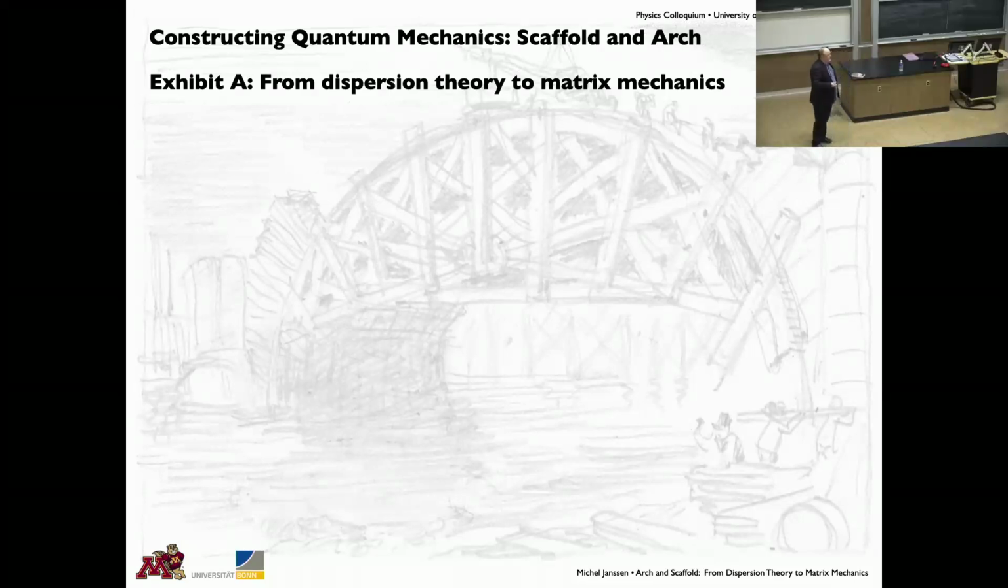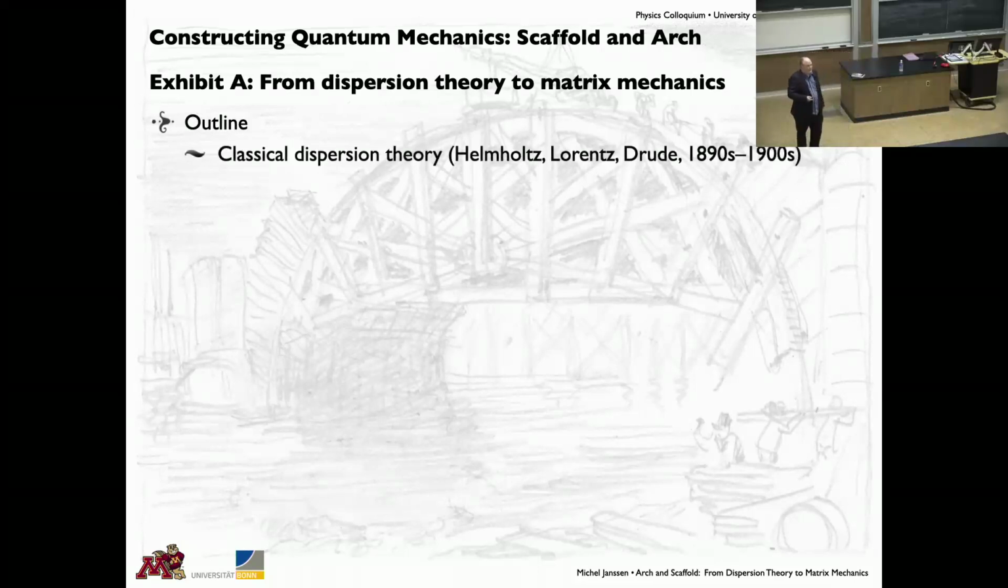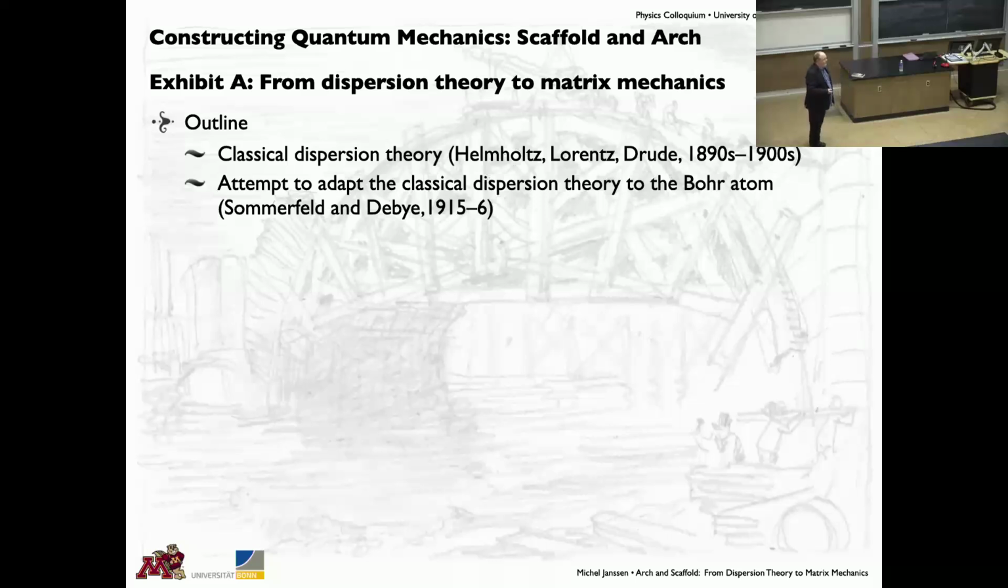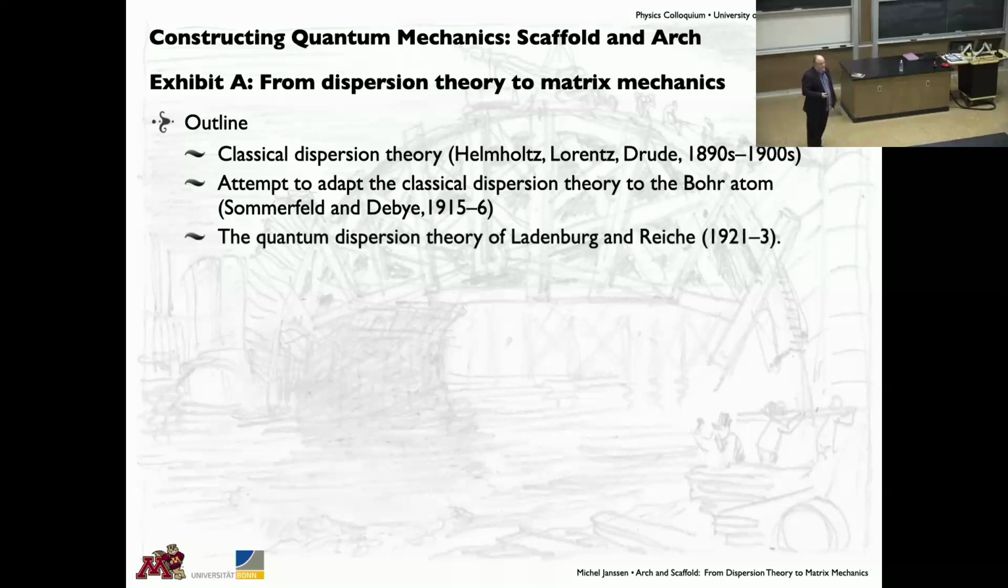So here's the outline of my talk. This story about how we got from the Kramers dispersion theory to matrix mechanics is a prime example of what we mean by arches and scaffolds. I'll talk a little bit about the classical dispersion theory, and the attempts by Sommerfeld and Debye to adapt the classical theory to the new theory of Bohr. It's a failure. Then the first more successful theory of dispersion in the context of quantum theory, by Ladenburg and Reiche in the early 20s.